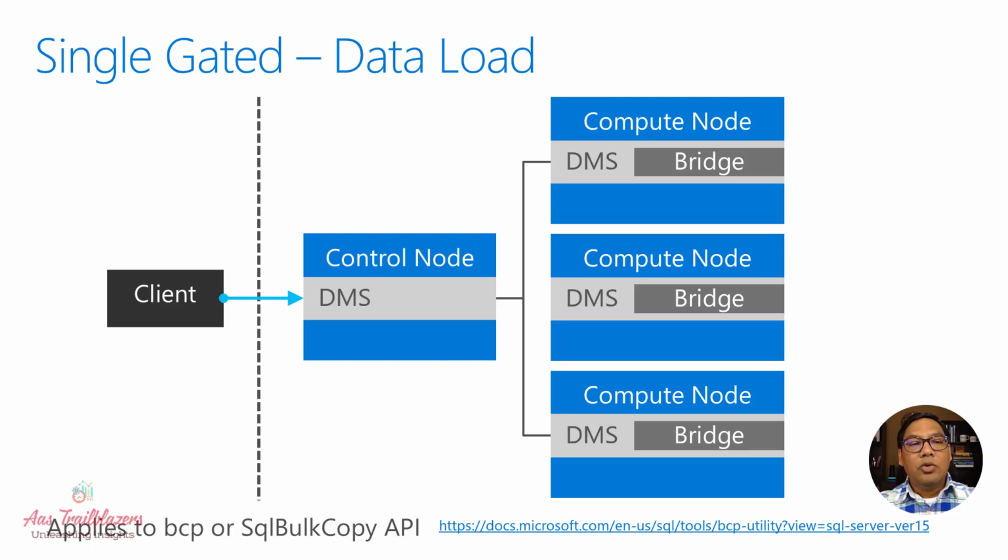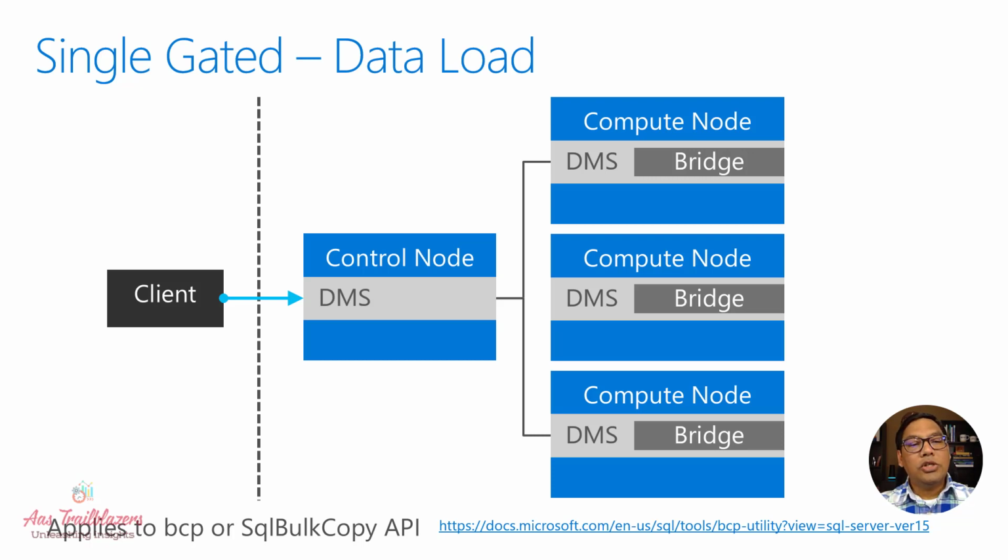This type of data load process applies to BCP, bulk copy program, which is a command line utility to bulk load data into the SQL engine, and we'll see an example of that program and how it works. The program has an API interface as well if you are doing the data load through your programming application. That's called the SQL bulk copy API. That is another way to load data in a single gated fashion.